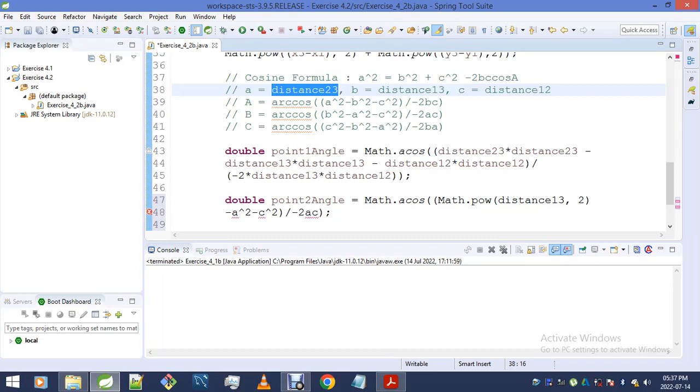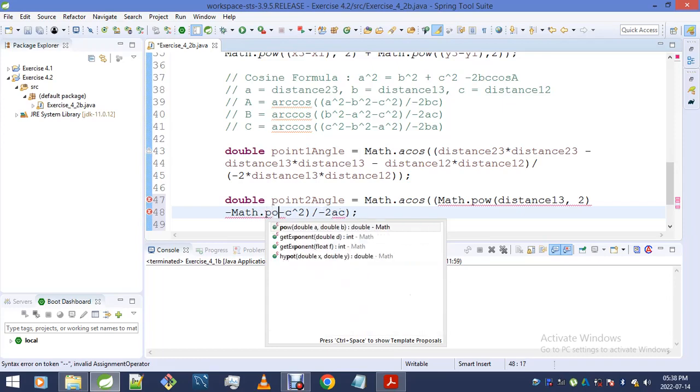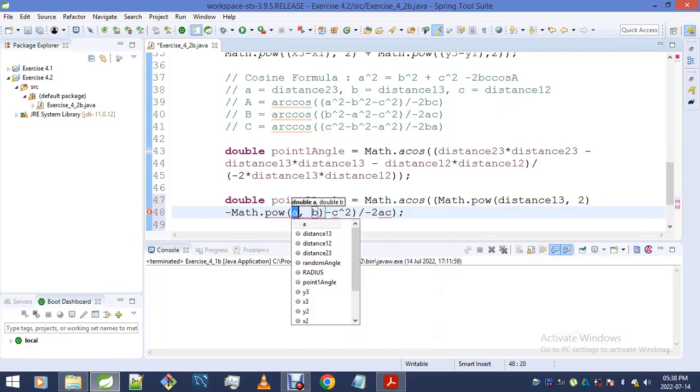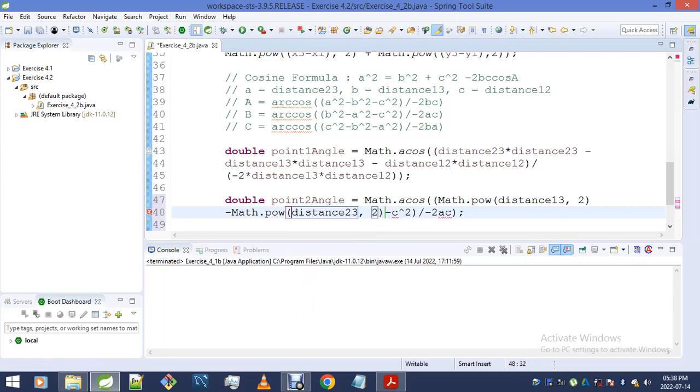So I'll go Math.pow. I'm gonna put that over there and then put a 2 over there. You see, this thing is equivalent to distance 2-3 multiplied by distance 2-3. I just thought I should do it differently this time around.